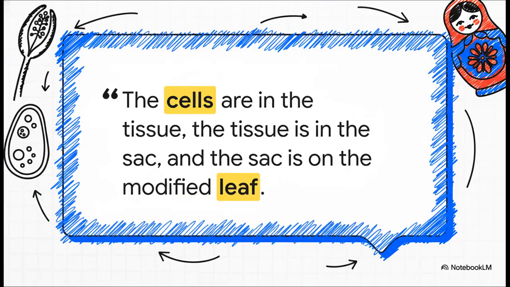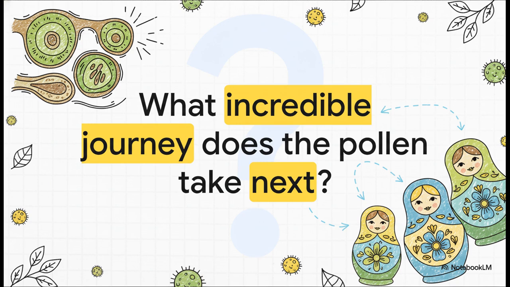And really, if you remember one thing from all this, just make it this. The cells are in the tissue, the tissue's in the sac, and the sac is on the modified leaf. When you think about it like that, all those super complicated terms suddenly just click into place. It's a beautifully simple system, isn't it? So we've solved the puzzle of where pollen actually comes from, tracing it all the way back to a single cell inside a series of nested structures. But really, that's just the beginning of the story.